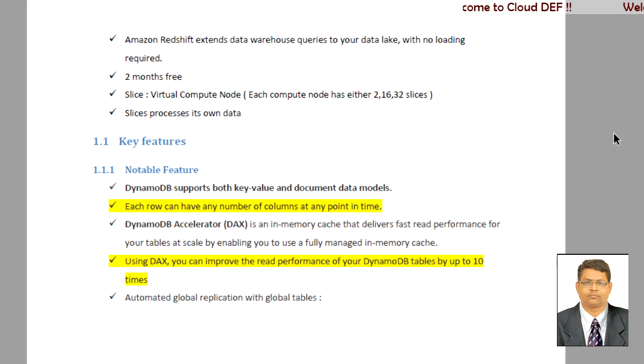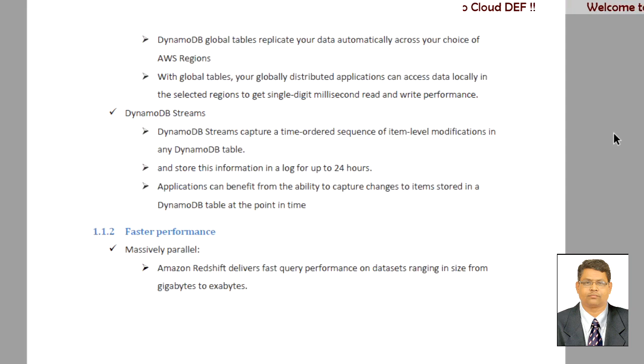DynamoDB Streams capture a time-ordered sequence of item-level modifications in any DynamoDB table, and store this information in a log for up to 24 hours. Applications can benefit from the ability to capture changes to items stored in a DynamoDB table at the point in time. 1.1.2 Faster performance. Massively parallel.